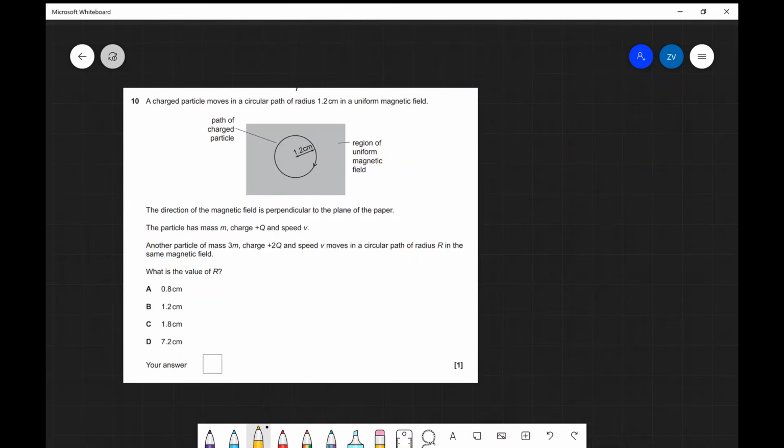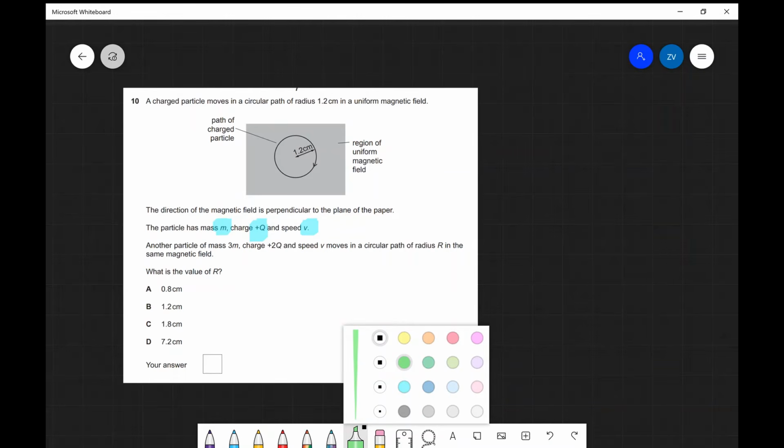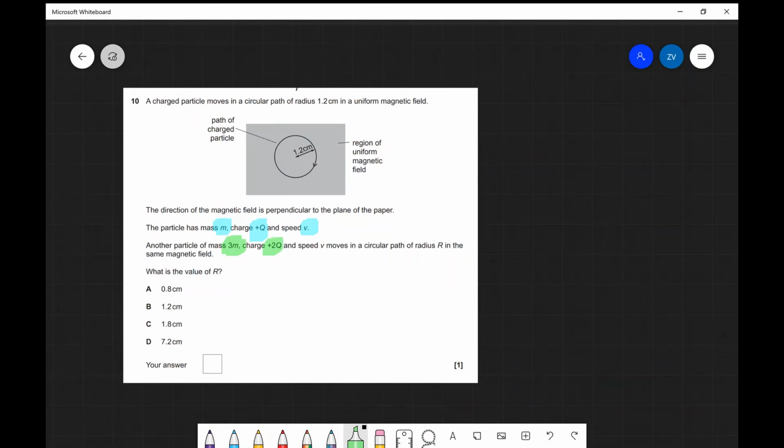Moving on to question 10. A charged particle moves in a circular path of radius 1.2 centimeters in a uniform magnetic field. So the radius is 1.2 centimeters. We have a particle which has a mass m, charge q, and speed v. But then we also have another particle, and that one has a mass of 3m, charge of plus 2q, and the same speed. That moves in a path of radius r. What is the value of r?